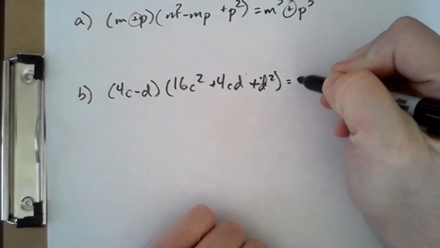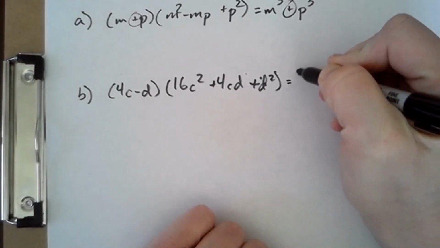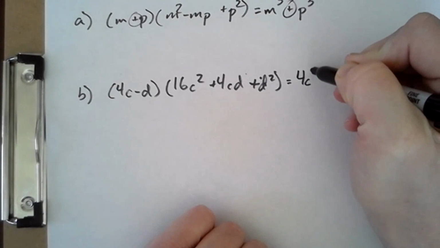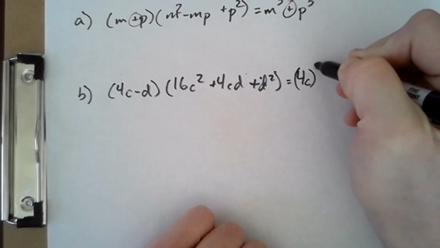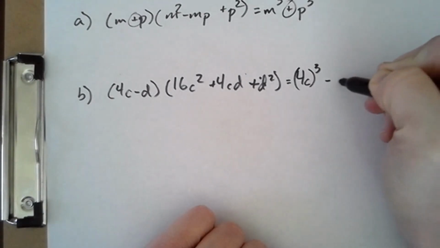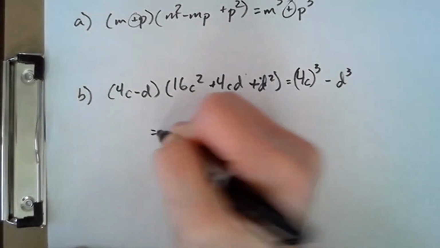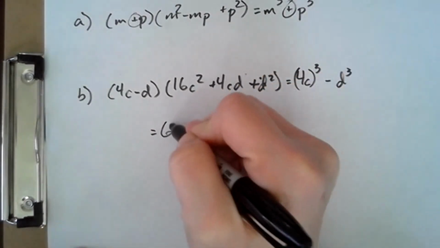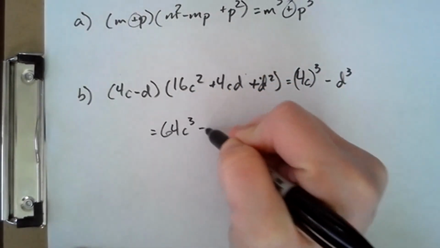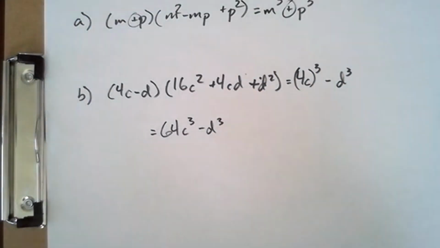So that gives us 4c quantity cubed, minus d cubed, which is 64c cubed minus d cubed.